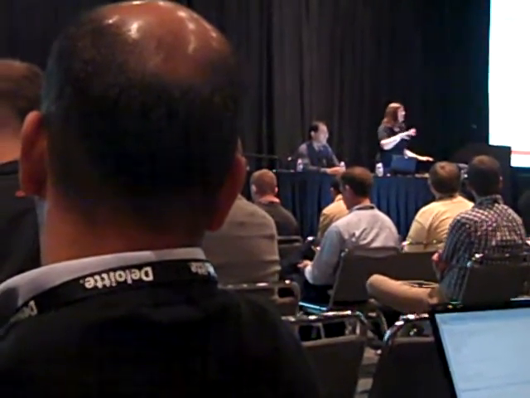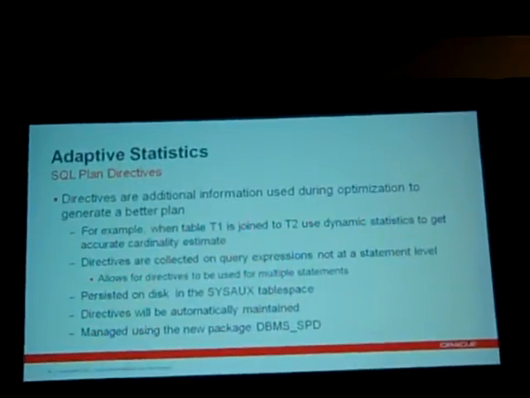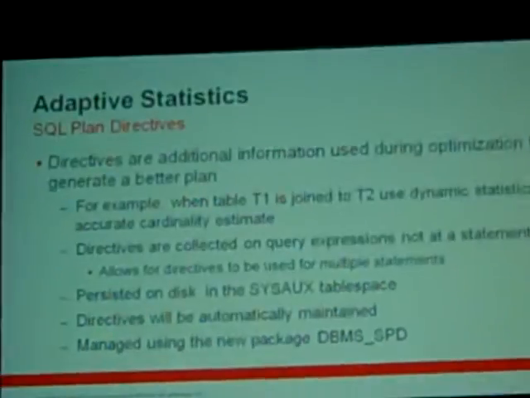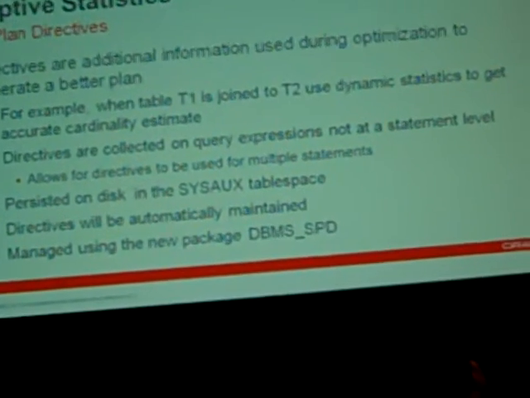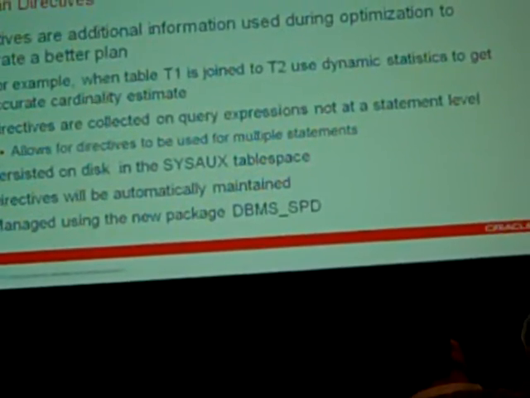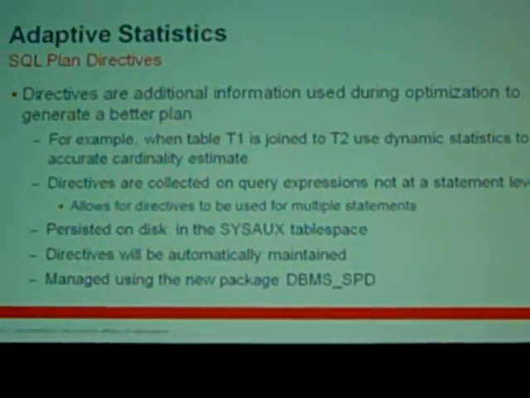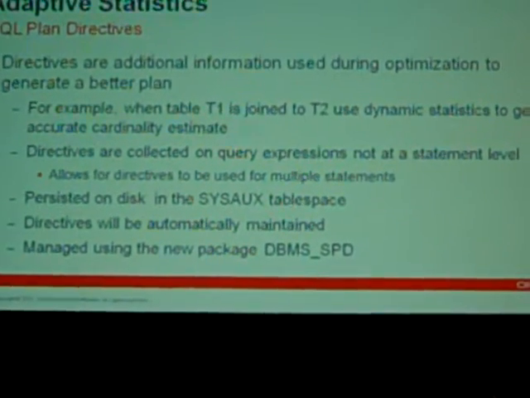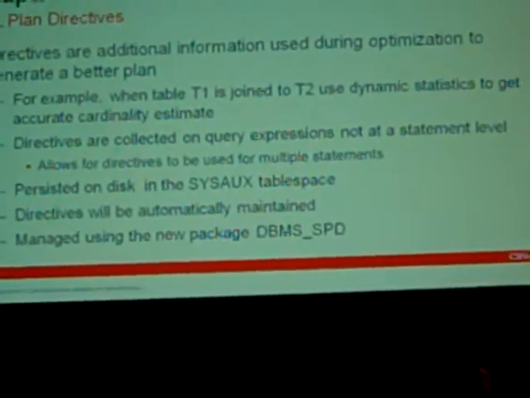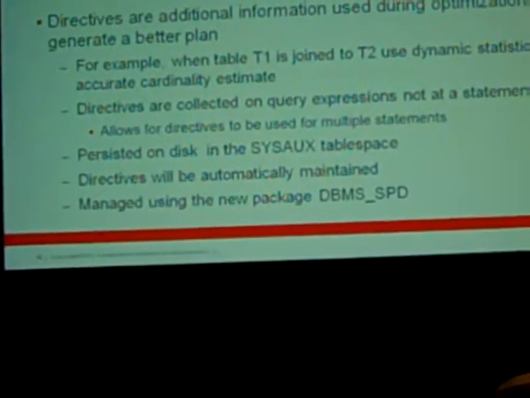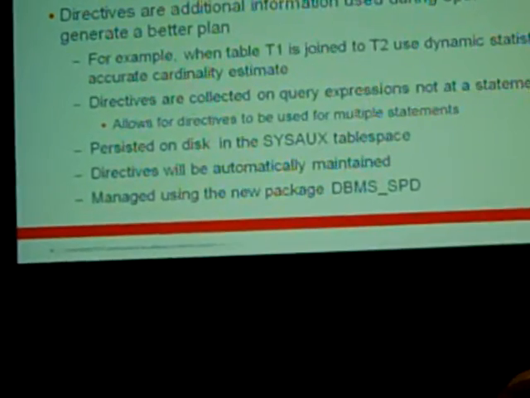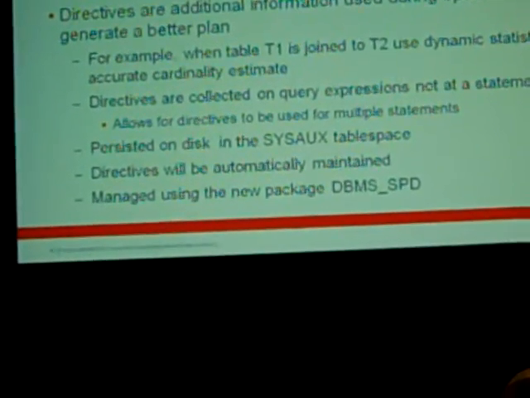Okay, so as I said, with this new re-optimization, how it differs or is a grown-up version of the cardinality feedback is that the information we learned during re-optimization is now persisted on disk and can be used not just by this query, but other queries, and it's stored in the form of a SQL plan directive. Directives are additional information that we are going to use during the optimization of this SQL statement or others that share similar SQL phrases, or query expressions.